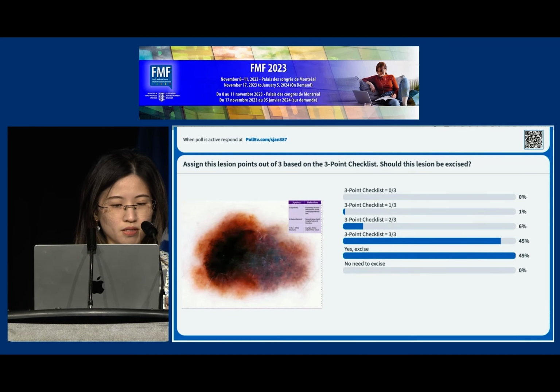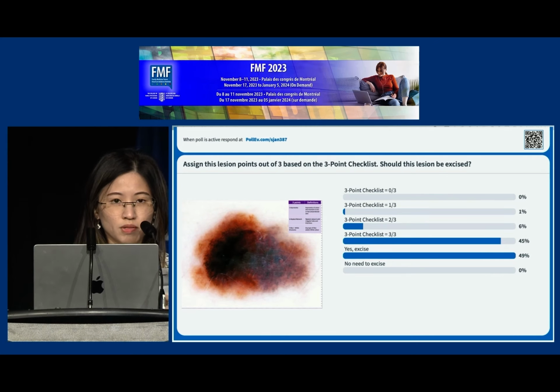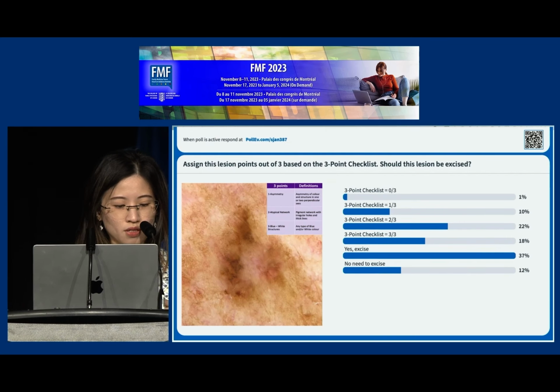All right, this is something that's even scarier. So most of us have 3 out of 3, perfect. So 3 out of 3 meets all the criteria. This is a melanoma, getting invasive on the right side actually.